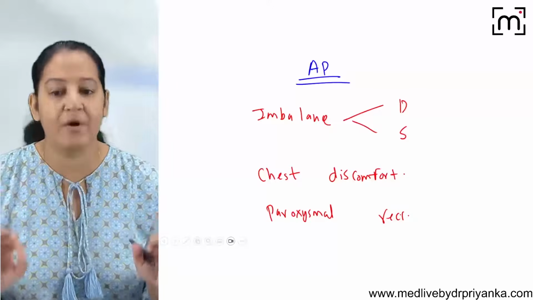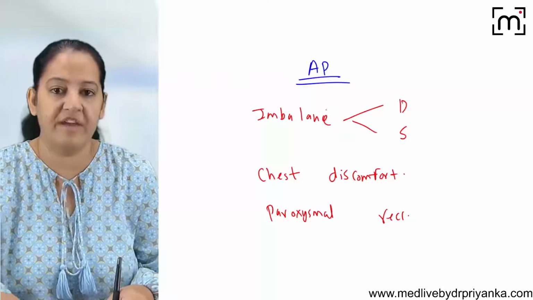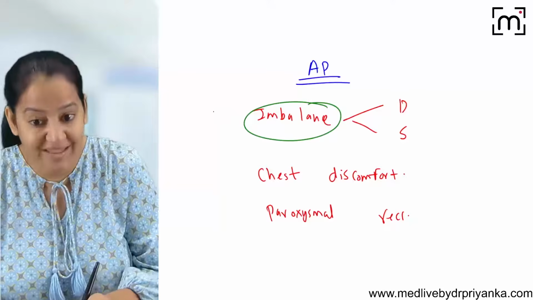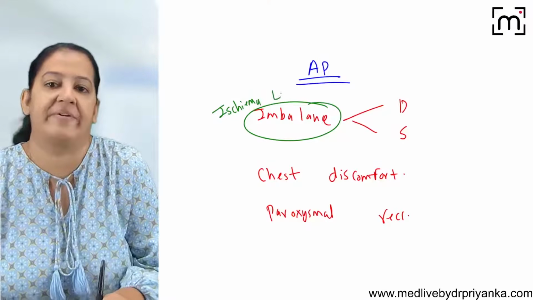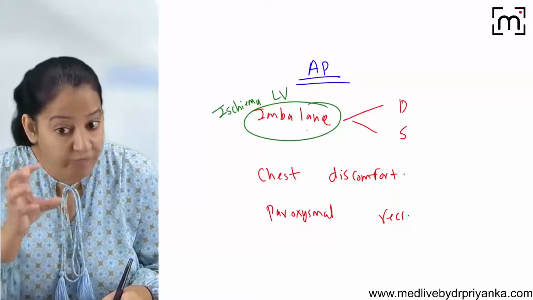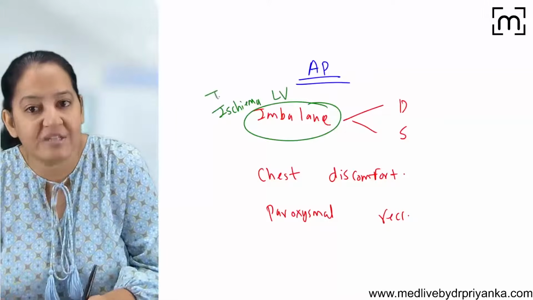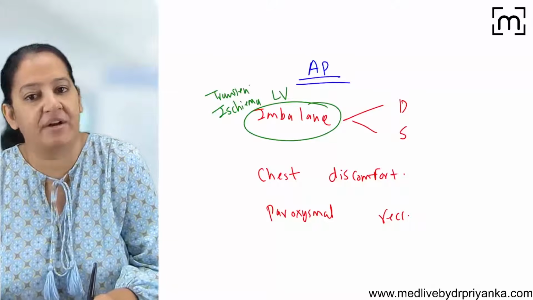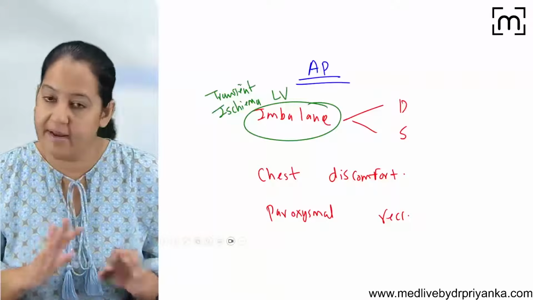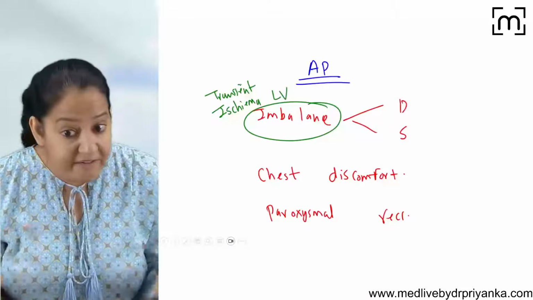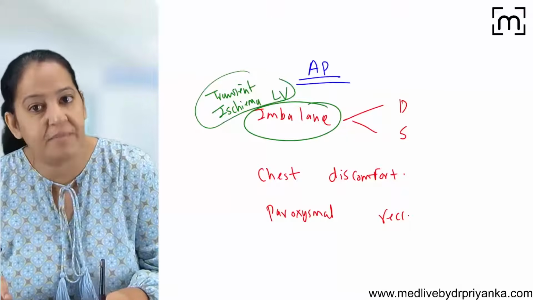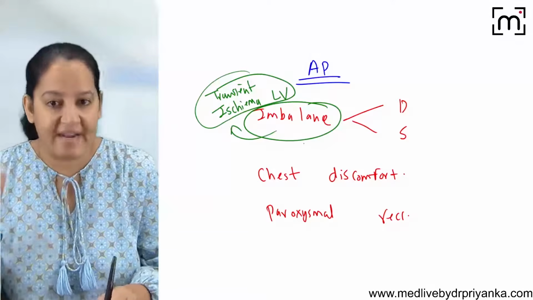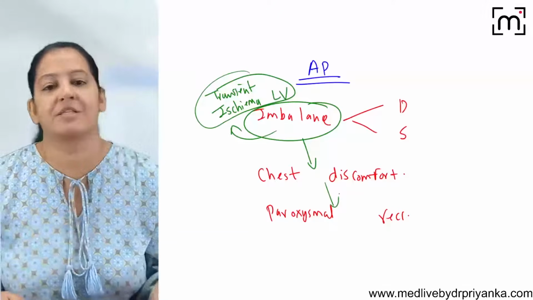So the main thing, because of imbalance between demand and supply, the main thing which is happening here is ischemia. Ischemia in the left ventricle. In the wall of the left ventricle, there is ischemia and that is transient in nature. It goes away after a few minutes. It is not persistent. It is not infarction. It's transient ischemia in the left ventricle due to this imbalance. That leads to chest discomfort. That is paroxysmal and recurrent.